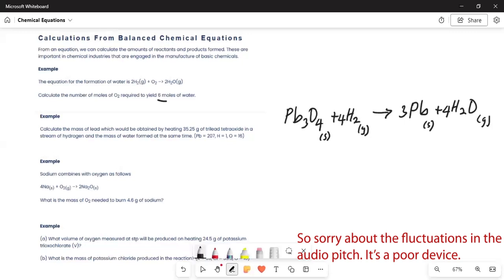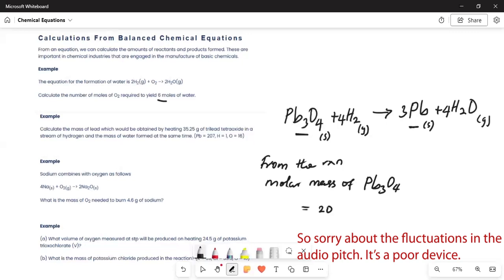And the question says we should calculate what? The mass of lead which would be obtained by heating 35.25 gram of dry tri-lead tetroxide. First of all, we need to get the molar mass of all this. The question borders on tri-lead tetroxide and the lead itself. So we need to get the molar mass of tri-lead tetroxide, then get the mass of lead in this very reaction. So from the reaction, the molar mass of tri-lead tetroxide: the mass of lead is 207, but you have 3 atoms of lead here.